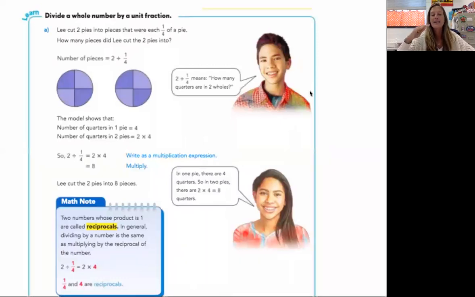So dividing is splitting up into equal pieces, right? So we're splitting those 2 whole pies into 1/4. Okay, so 4 equal pieces is what we're splitting each pie into. We're also trying to figure out how many times 1/4 goes into 2. That's division as well. How many times does this go into that? So how many times does 1/4 of a pie go into 2 whole pies?